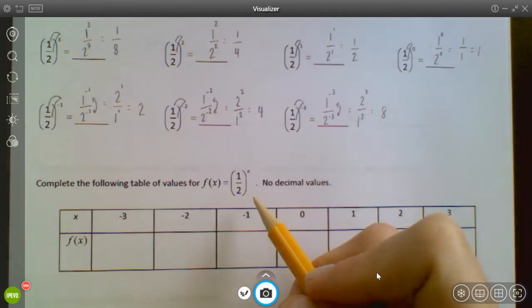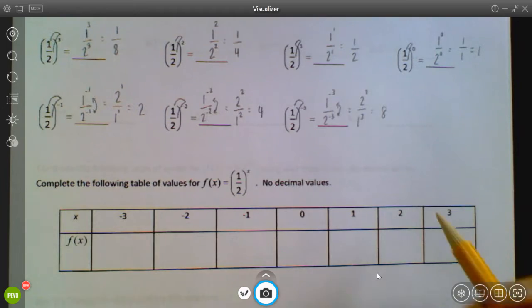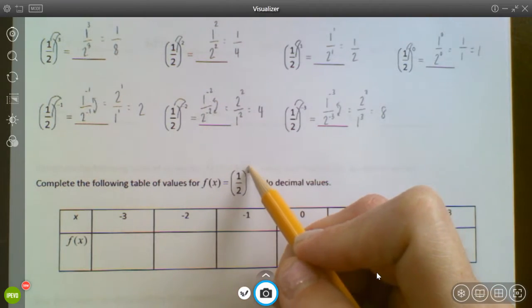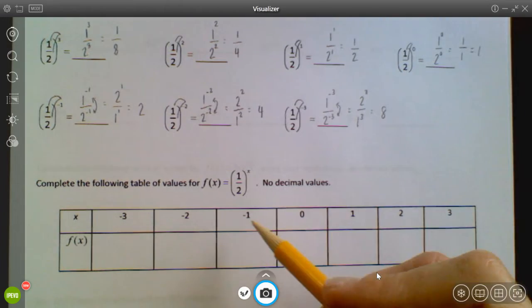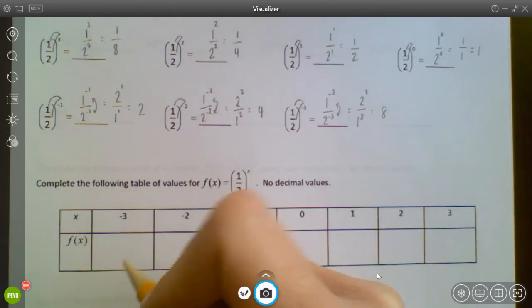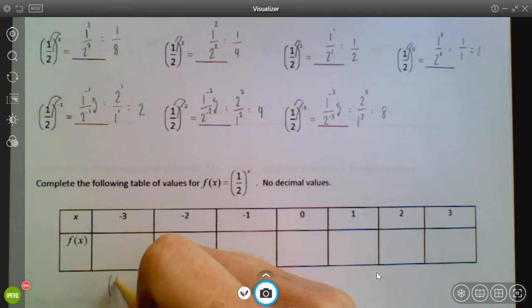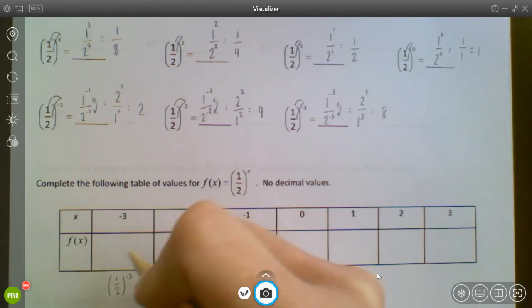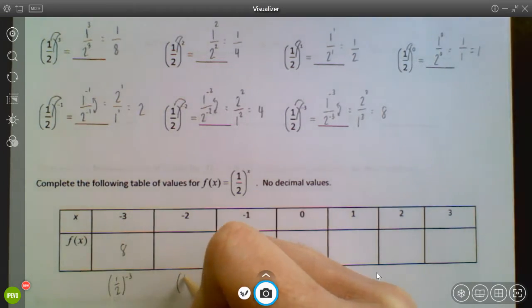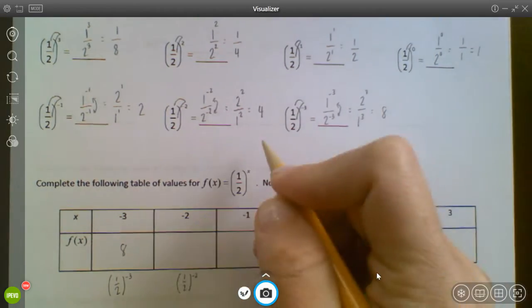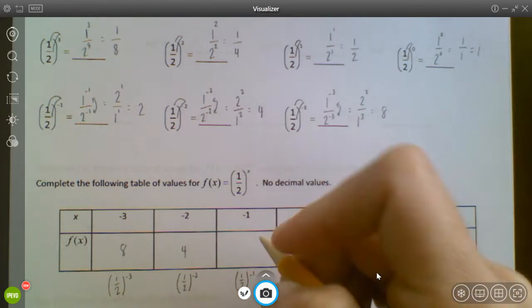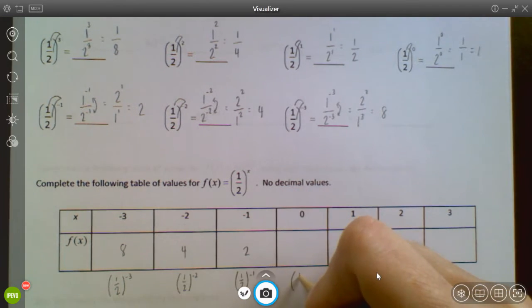So same idea with the bottom here. To fill in the table of values, it's asking us to take this base of 1/2 that we worked with up there and raise it to some x power. Well, what's the x power? -3, -2, -1, 0, 1, 2, and 3. So this is asking me to do 1/2 raised to the -3rd power, which we just figured out was 8. 1/2 raised to the -2nd power is 4. 1/2 raised to the -1st power is 2.